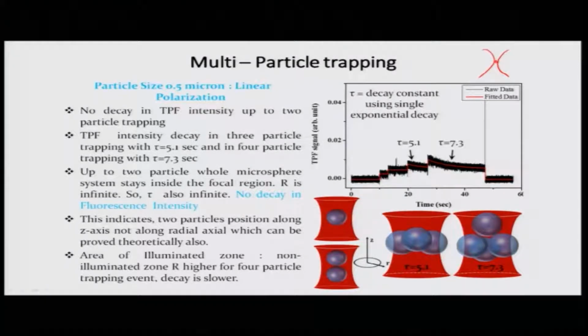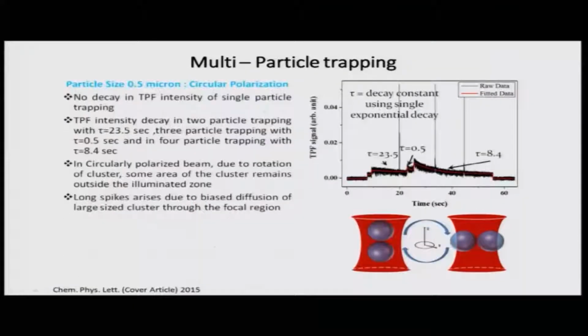This indicates that the 2 particles position along the z axis and not along the radial axis, and that has been shown earlier with some theoretical studies. So, this is one of the interesting experimental proofs of the fact that the particle essentially is aligned in the direction of the laser beam for the linearly polarized light.